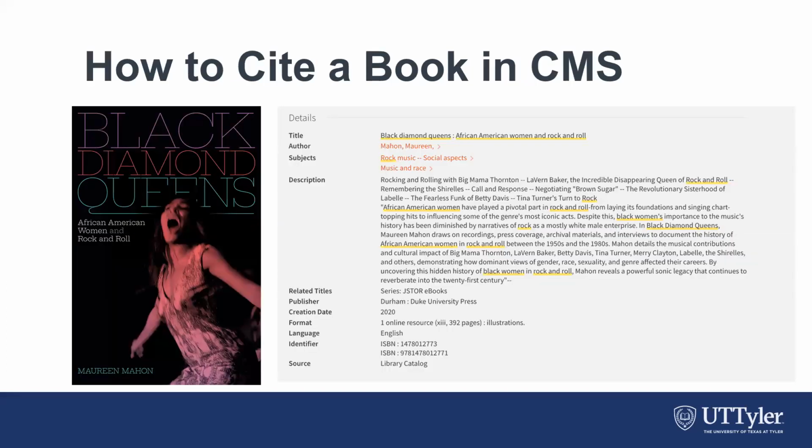So the first thing I'm going to show you is how to cite a book in Chicago manual style. We're going to look at Marie Mahan's Black Diamond Queens, African American Women and Rock and Roll. It's a music history book published through Duke University Press, also a prestigious university press, a few years ago. In this picture, we have the cover of the book, and then we also have the catalog record in our system. I'm going to show everyone the differences between the two systems.